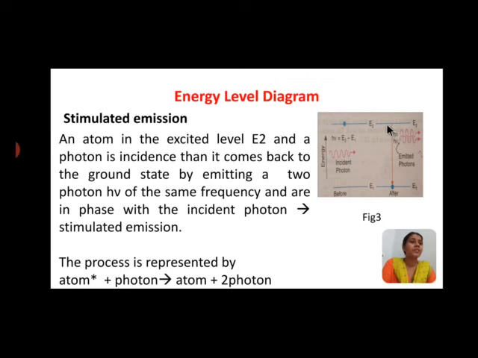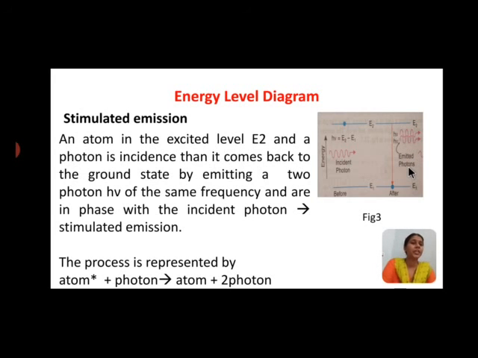Here the atom will again come back to the ground state, but during the downward journey it will emit 2 photons, not a single photon. So this is the stimulated emission. If you incident 1 photon, as output you will get 2 photons. If you incident 2 photons, as output you will get 4 photons. It means a multiplication is taking place there.